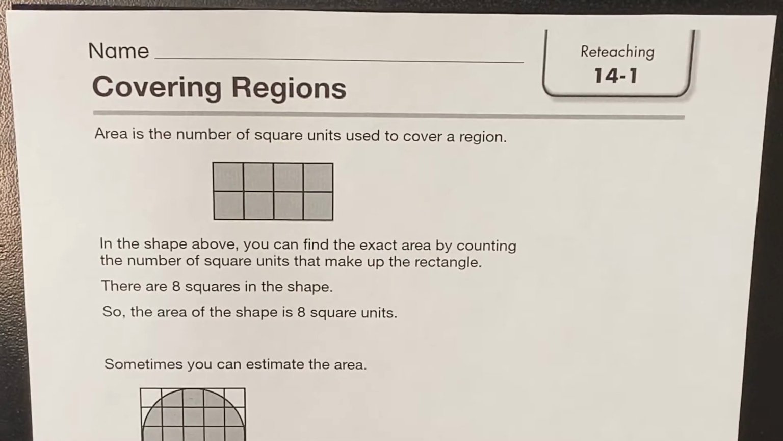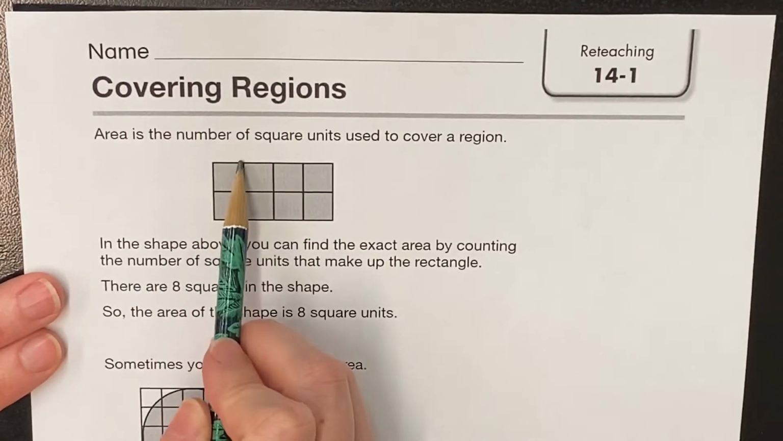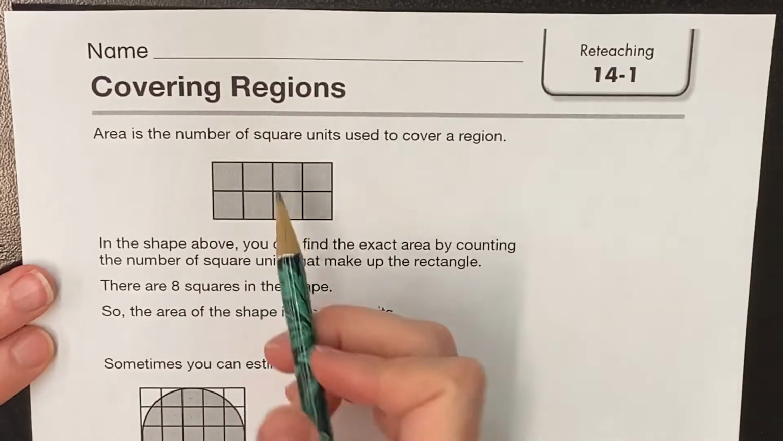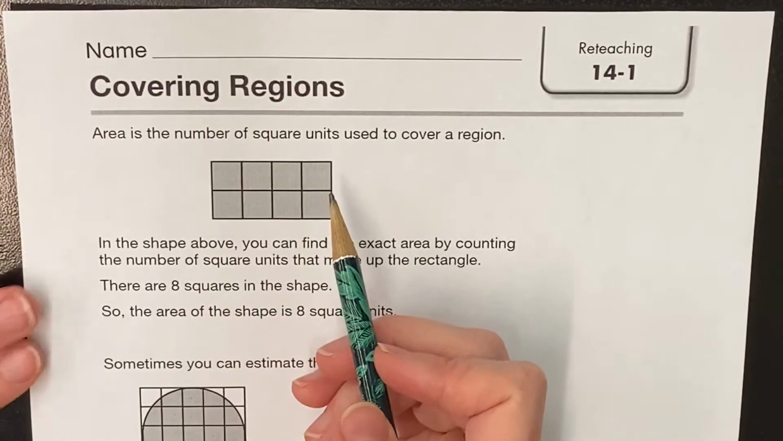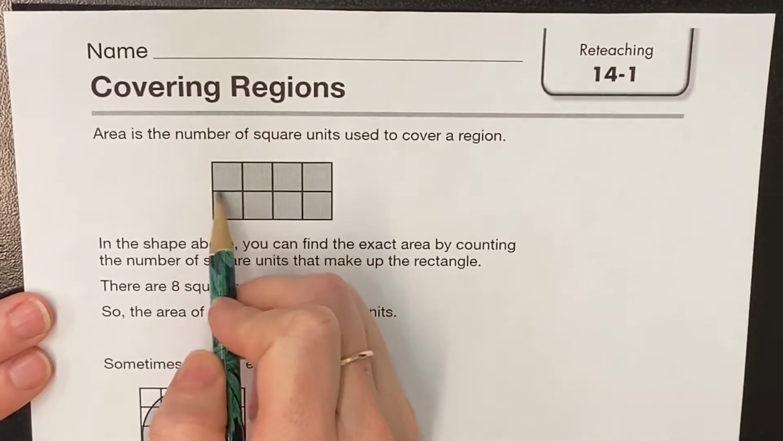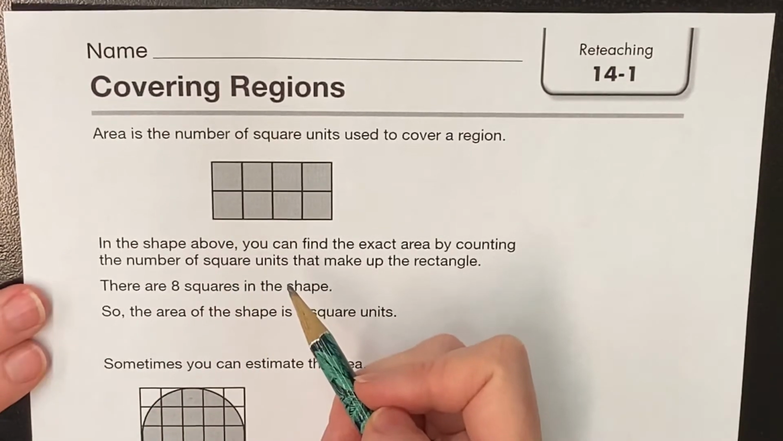Okay, well let's first talk about what is a square unit. One of these squares is considered a square unit. If it does not specify whether we are measuring in feet or inches or yards, then we will just say we're measuring in units. And in this case, we're measuring in square units.